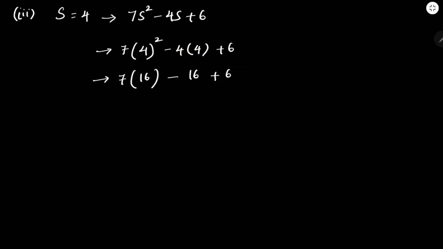Now, 7 into 16. So 7 times 16, 70 plus 42, 112. Minus 16 plus 6. So 112 plus 6, 118 minus 16. So it is nothing but 102.